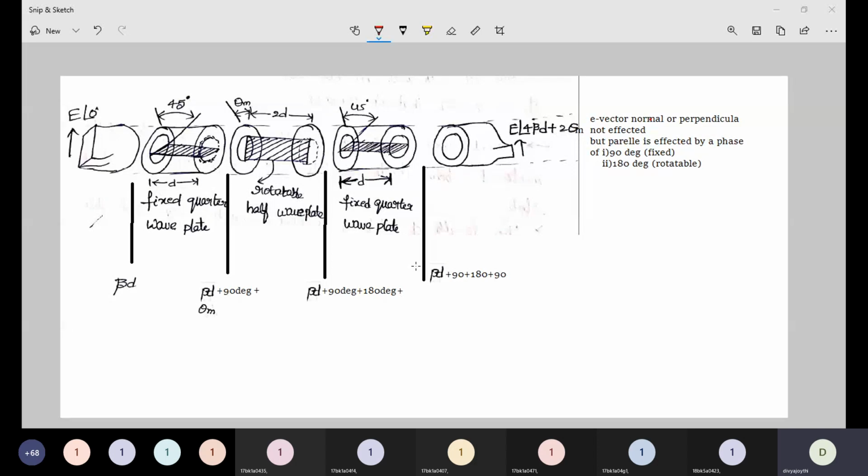So the two components that are passing through the rotatable waveguide, if they are parallel, then the middle waveguide is going to produce a phase shift of 180 degrees. So the two components that are parallel and perpendicular to the half wave plate, while crossing, undergo a phase shift of 2 beta d and 2 beta d plus 180 degrees, resulting in a net phase lag of 3 beta d plus theta m.